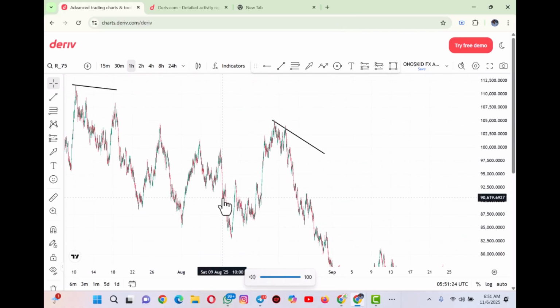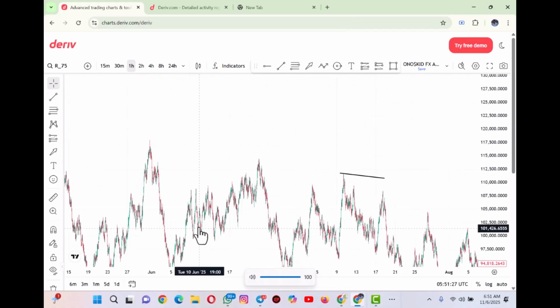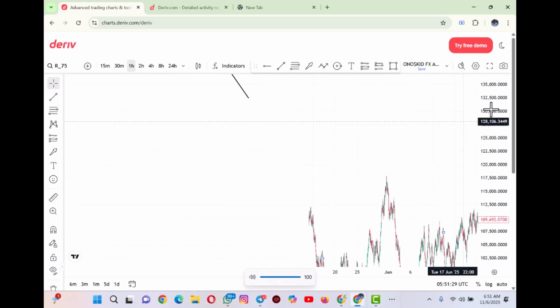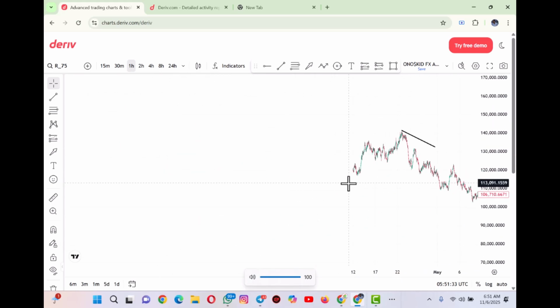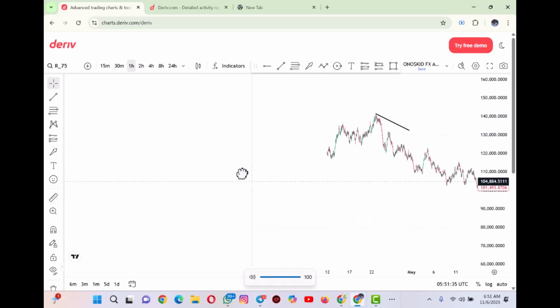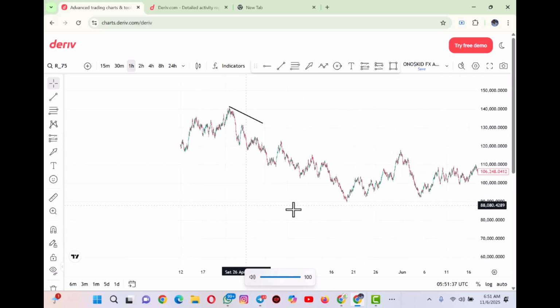Okay, so let's see where we can apply these strategies. Let's see. Okay, I think we don't have much information here again. So let's see. The first thing we want to do is to draw our trend line.